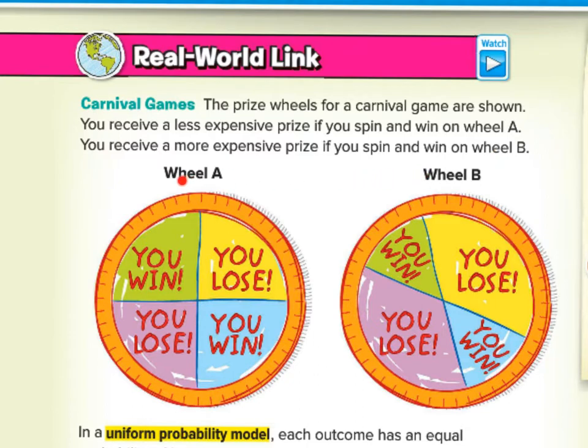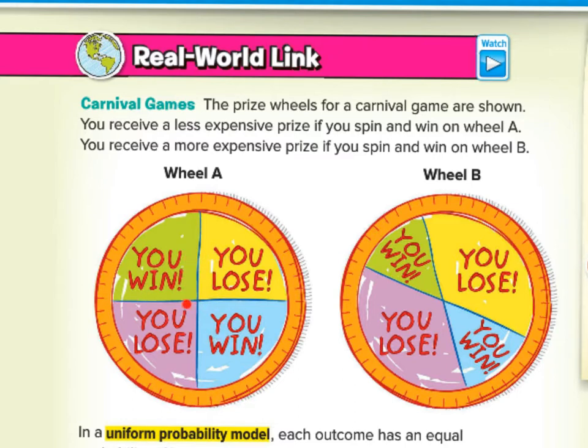Now take a look here. Wheel A, you receive the smaller prize if you win, but look at the probability. It's divided equally into 4 sections. You win, you lose, you win, you lose. So the chances of winning and losing are the same.